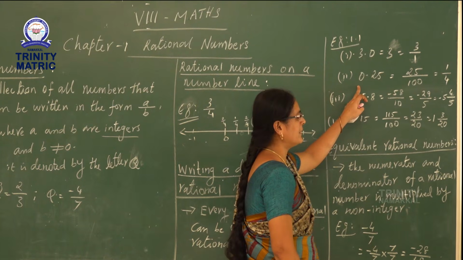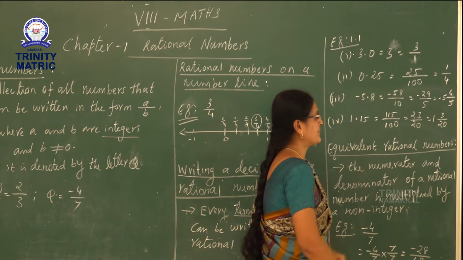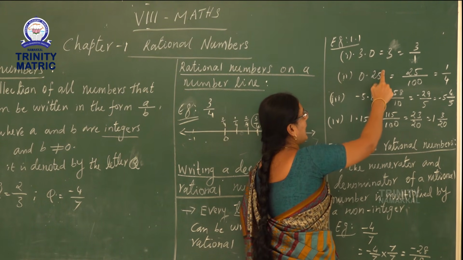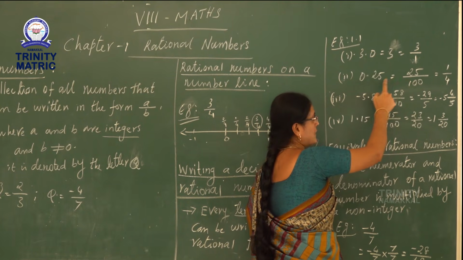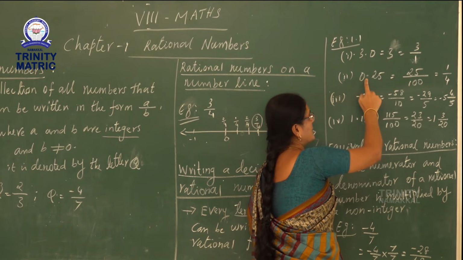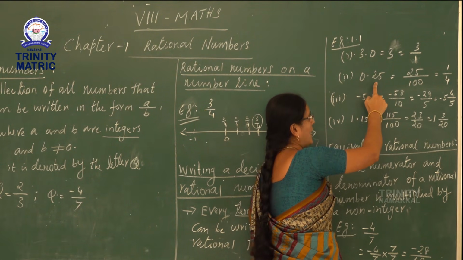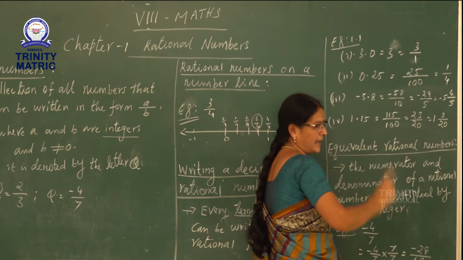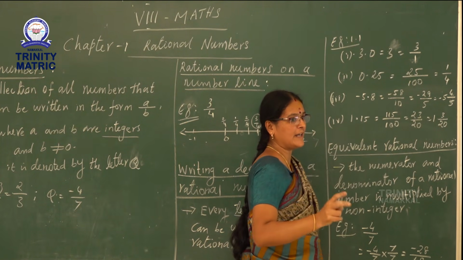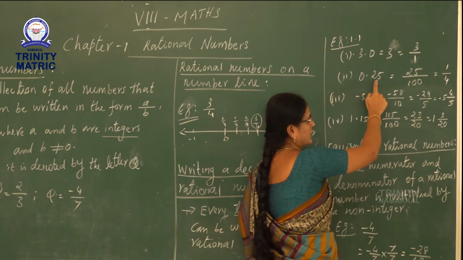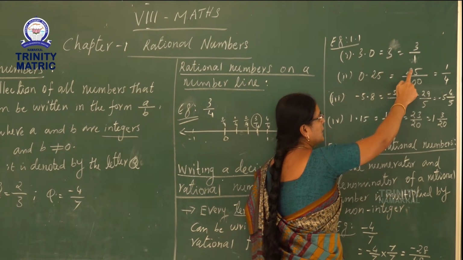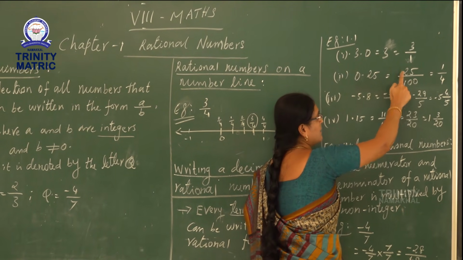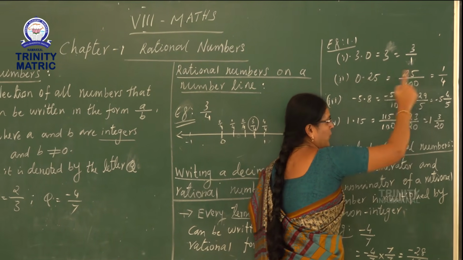The next example, 0.25. After the decimal, we have 2 digits. So, we should divide by 100. Suppose after the decimal there is 1 digit, we should divide by 10. 3 digits means we should divide by 1000. Here 2 digits. So, we divide by 100. 25 divided by 100. Simplify this answer, 1 by 4.